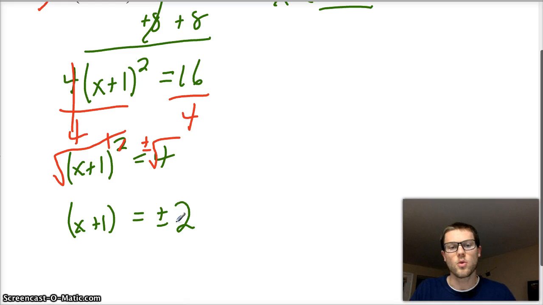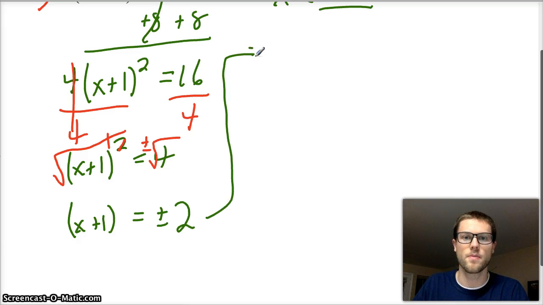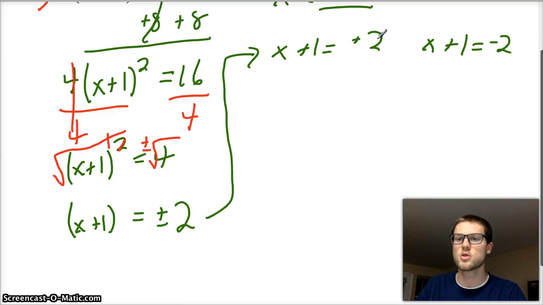So at this point we can split this into two separate equations. Let's bring it back up top here. And this is like saying one solution is x plus 1 equals positive 2, and another solution would be x plus 1 is equal to negative 2. These are two separate solutions, and I have two solutions because of this plus or minus business here.